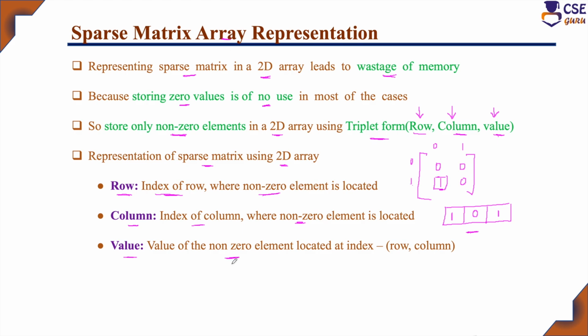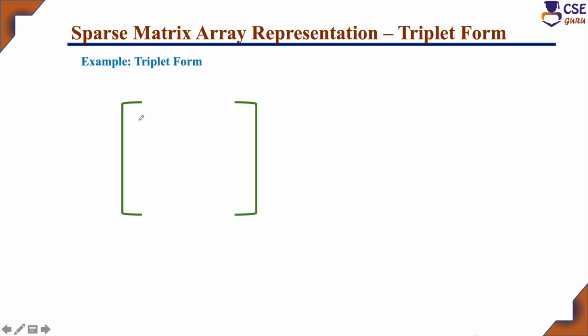Triplet representation is nothing but the array representation of a sparse matrix. Now we will discuss one example. Consider the sparse matrix. The first row values are 0, 3, 0, 0, 5. Second row: 2, 0, 0, 1, 0. Third row: 0, 0, 2, 0, 8. Fourth row: 0, 5, 6, 0, 0. Fifth row: 0, 0, 4, 0, 0. So this is the sparse matrix.